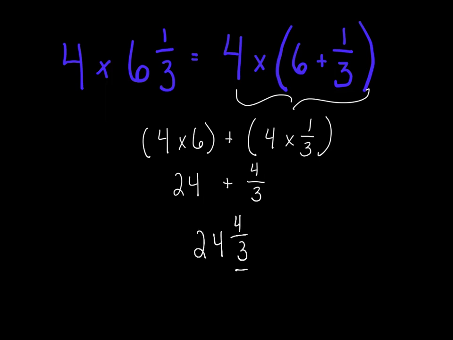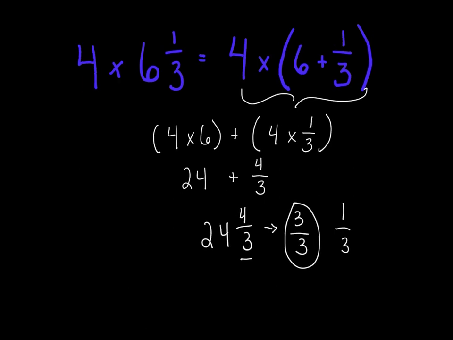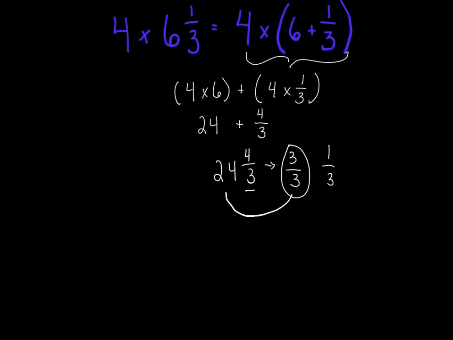But we can't leave 4/3 as an improper fraction, or fraction greater than 1. So what we have to do is pull that whole out. And when we pull that whole out, we get 3/3. So there's our whole, and we're left with 1/3. So now we need to add that whole onto 24, which would be 25. And what we're left over is 1/3. So our answer is 25 and 1/3.